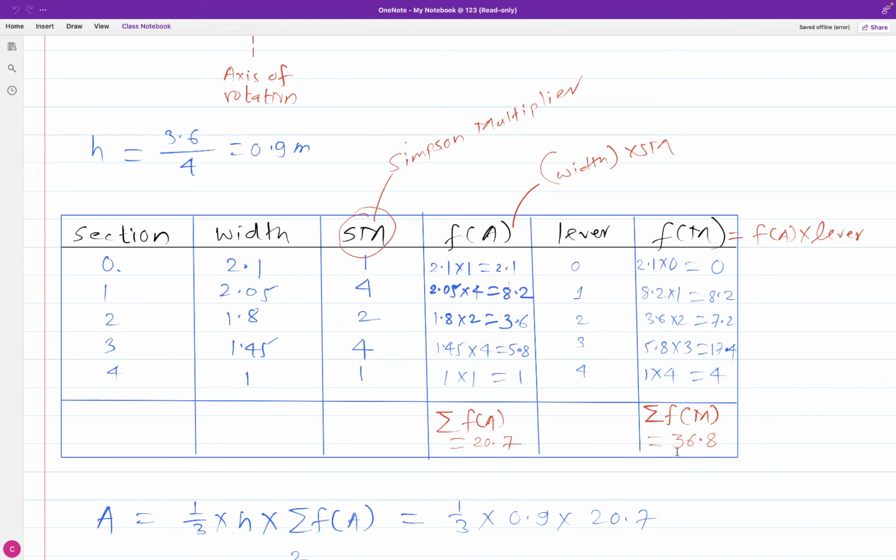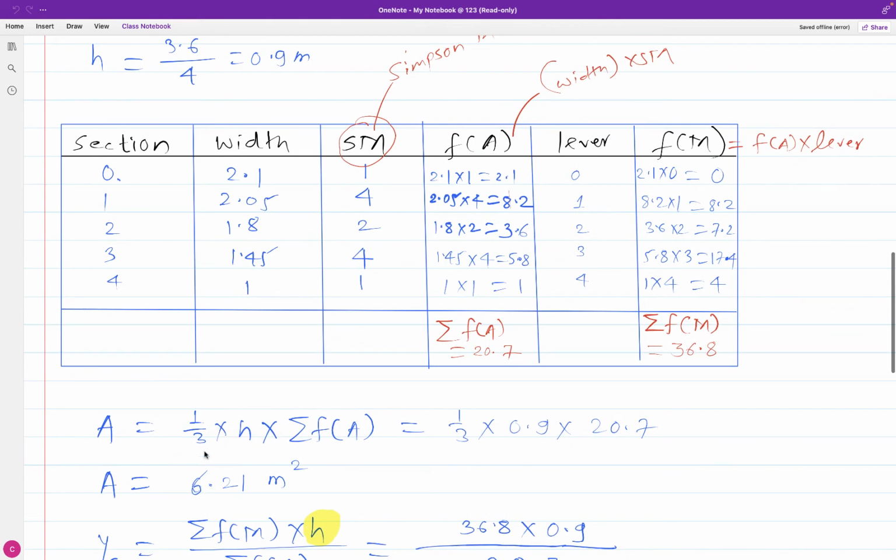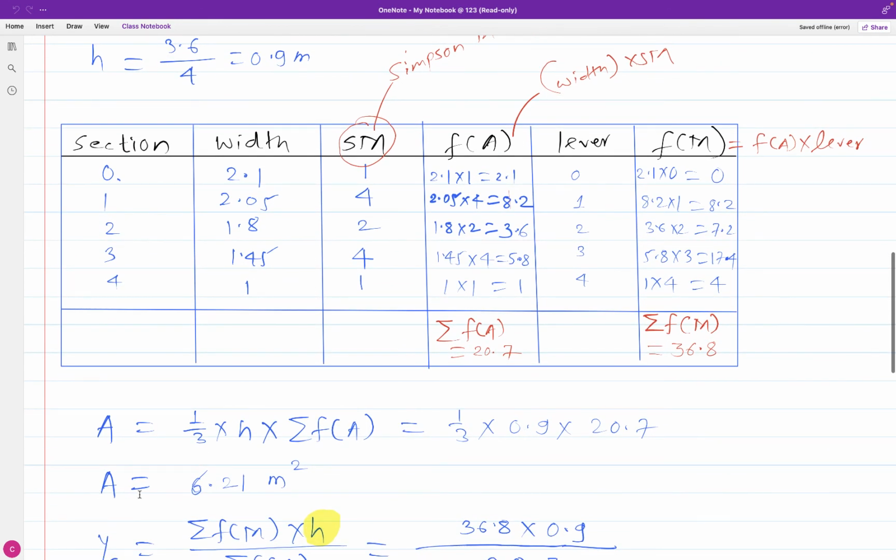Then here we get the summation of f of m. If you add this, then area will be equal to what? What will be the relation of area? You have to memorize this relation, that is the Simpson's rule relation: 1 by 3h summation of f of a. h we have already, 0.9. So we will get the area.